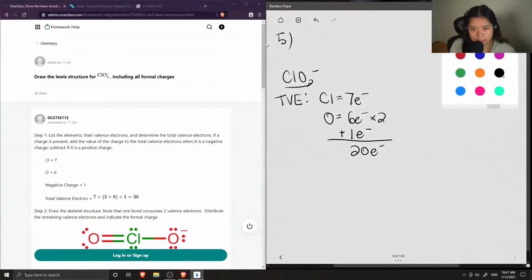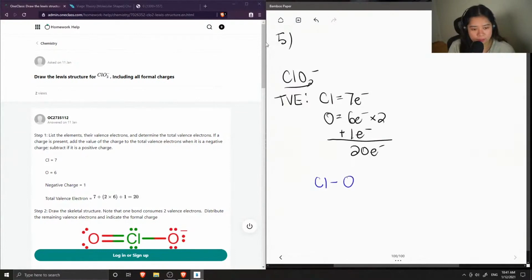So now let's try to write out a Lewis structure. Chlorine is going to be our central atom. And now I'm just going to draw single bonds to oxygen and fill out all the lone pairs. So let's count out how many I've drawn so far. So we have 1, 2, 3, 4, 5, 6, 7, 8, 9, 10.